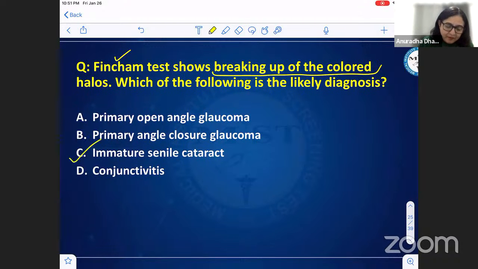Because Fmge test is a test where we present a stenopic slit to the patient. Okay, so stenopic slit means it has a slit-like area through which the patient will see, and then they will describe whether their colored halos are remaining the same or they are breaking up and rejoining. Now, in angle closure glaucoma, they do not break up. They stay the same whether the patient is looking through the stenopic slit or not. Whereas in immature senile cataract, when the patient is looking through the stenopic slit, the colored halos break, and when he's not looking through the slit, they rejoin.